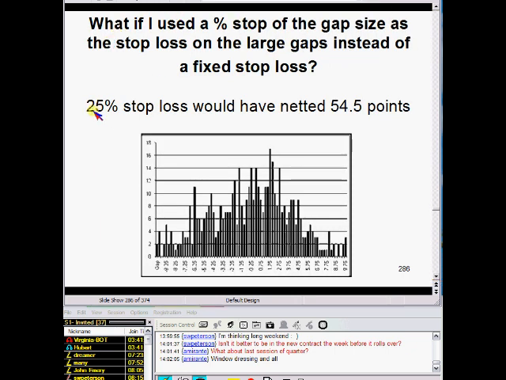All right. You can also use a 25% stop loss. You would have netted 54 points. So this is a percent stop. If you use 25% of the gap, let's say it gaps from 10,000 up to 10,050, you take 25% of that move and use that as your stop. Then what you would have netted just on this raw data would have been 54.5 points.